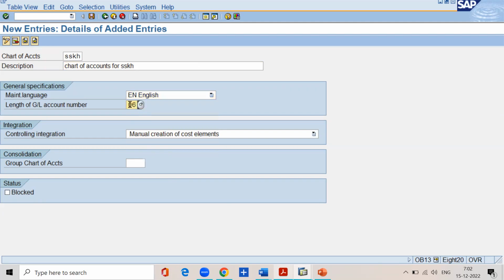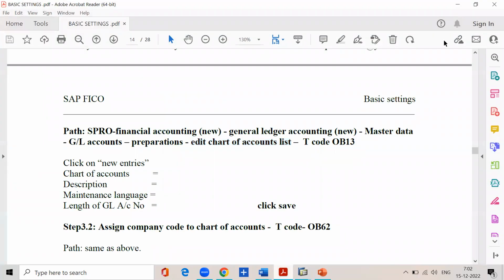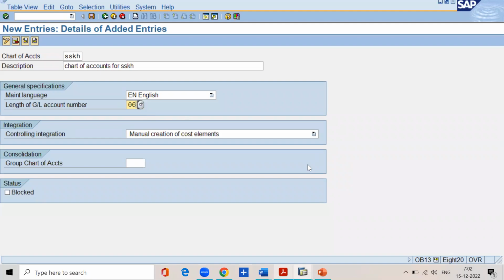Length of GL account number is 6 digits. So here I told every GL account is identified with a number. In that GL account, how many digits do you want to have? That we define here. I want 6 digits, right? Within brackets, please write down, the maximum length of the GL account number is 10 digits.